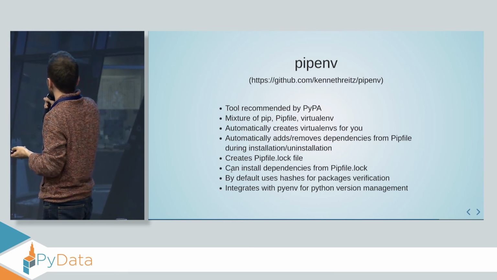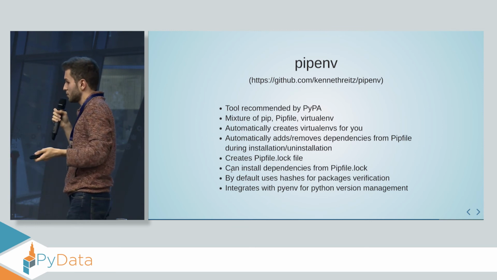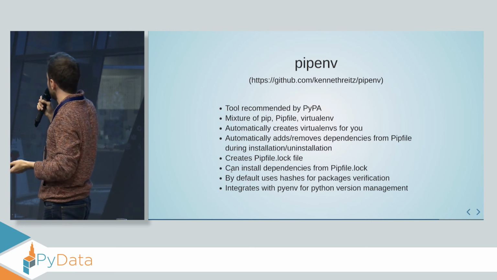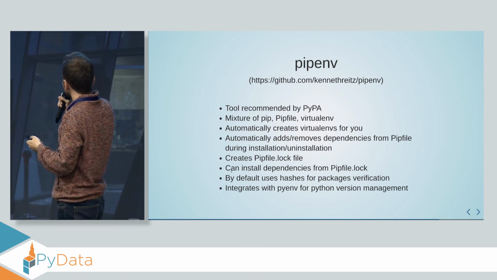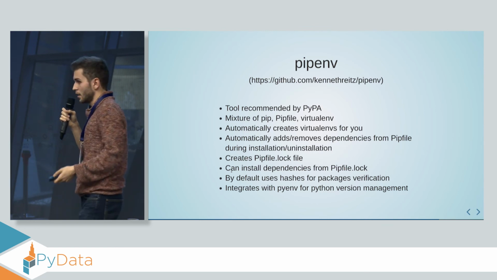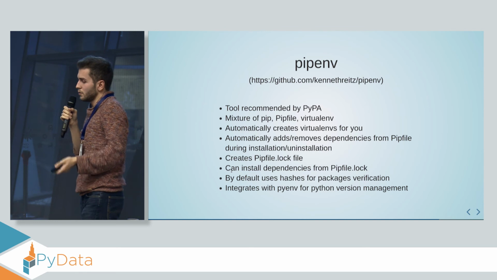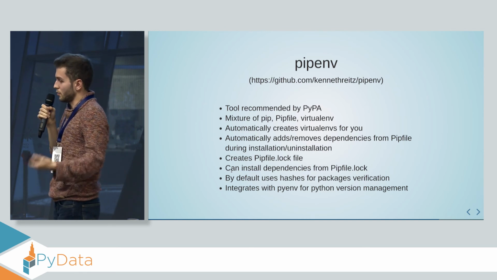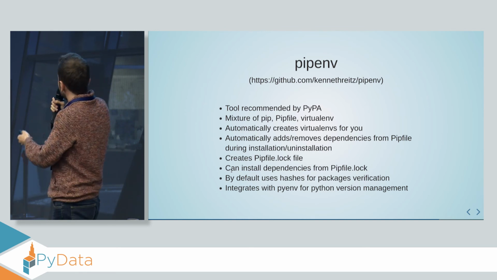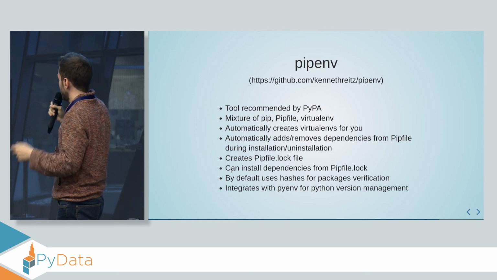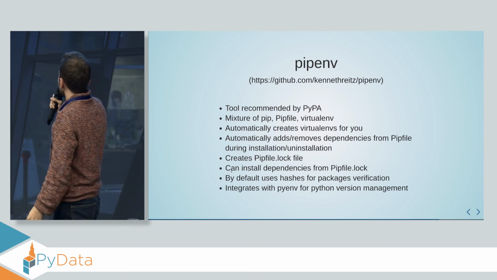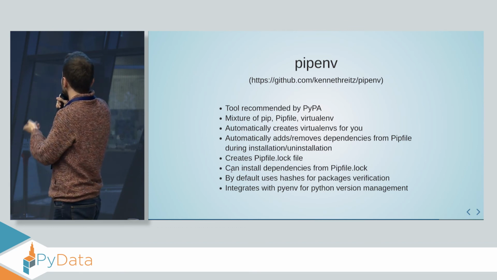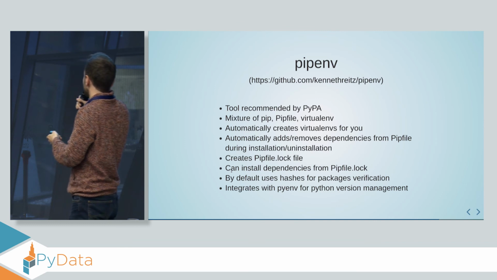What it does, it automatically creates a virtualenv for you, so you don't need to worry. If you install something, it will create a virtualenv for you if it doesn't exist yet. It also automatically adds and removes dependencies from the Pipfile during installation and uninstallation. If you're using pip-tools, you need to manually add everything to your requirements.in file. But with pipenv, if it installs something, it will automatically update your Pipfile. And it also creates the Pipfile.lock file. It can install dependencies from that file.